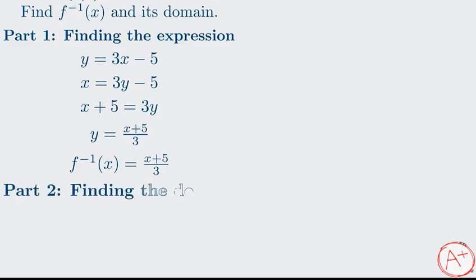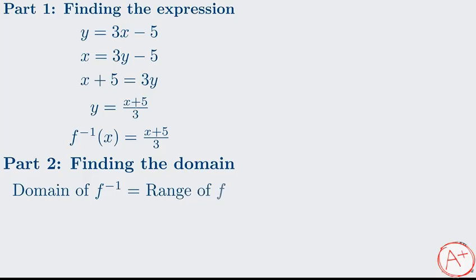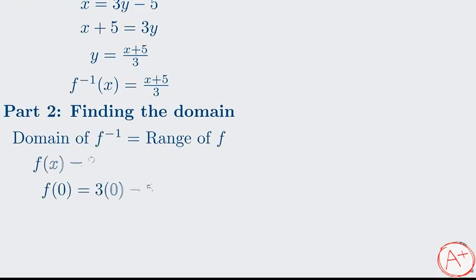Next, we must find the domain of f inverse. Recall the rule. The domain of the inverse is the range of the original function. Let's look at the original function f of x. Since it is a straight line with a positive gradient and the smallest x value is 0, its lowest value is f of 0, which equals negative 5.